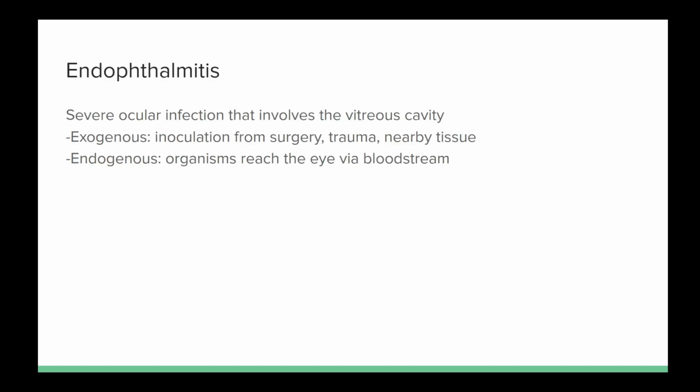And then endophthalmitis is sort of the end of the spectrum of eye infections. This is the most severe form. It involves inside the eye, the vitreous cavity. It can be either exogenous, from surgery or trauma or something external to the eye, and it can be endogenous, meaning the organisms reach the eye via the bloodstream.